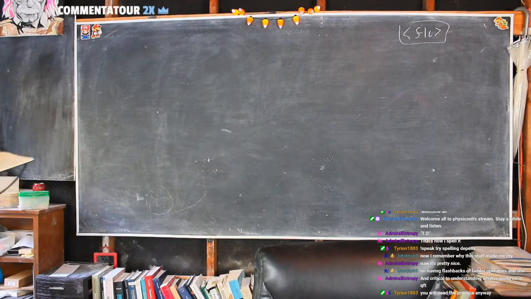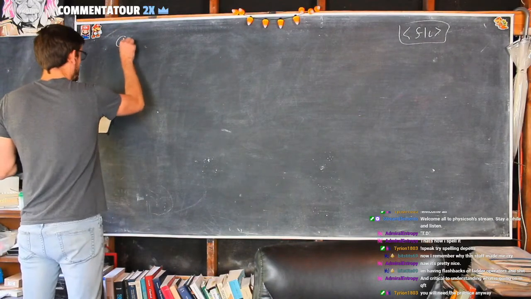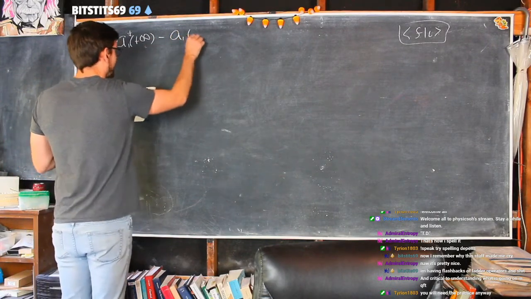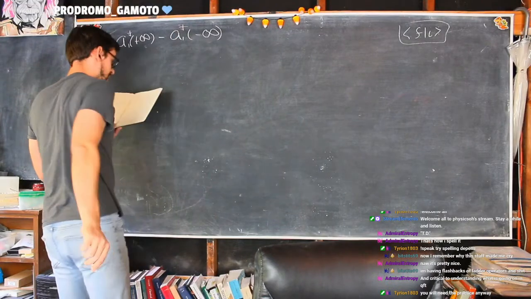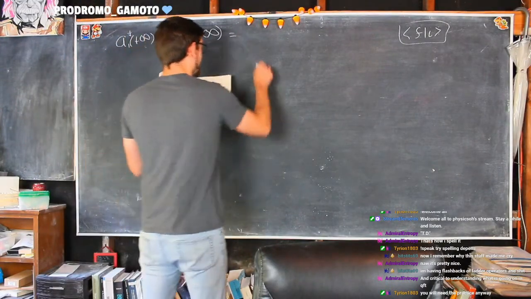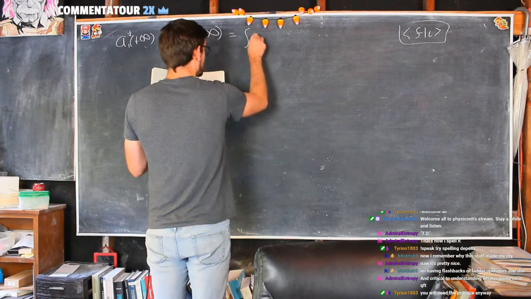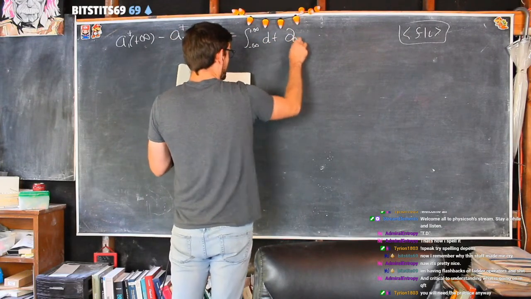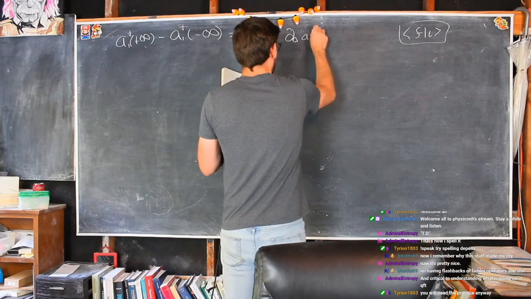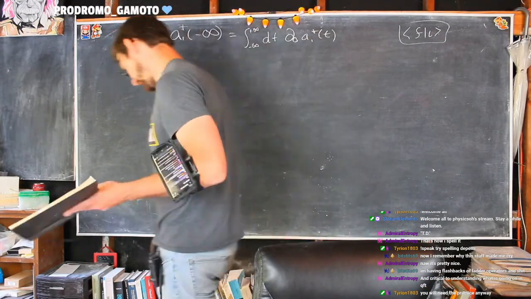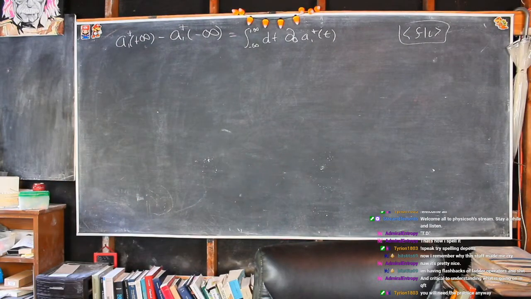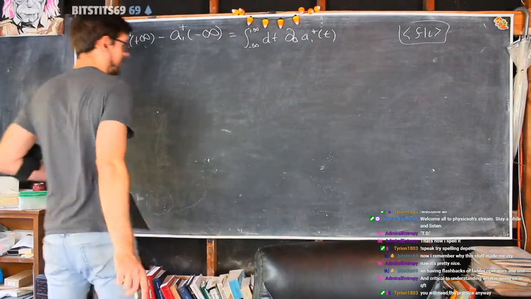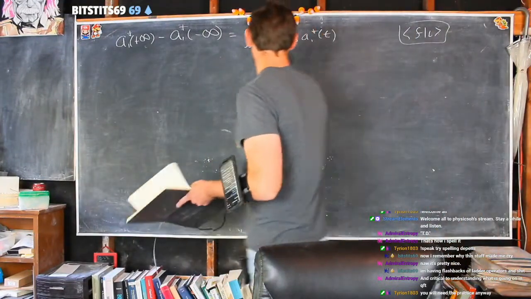So what happens if we subtract a particle being created at positive infinity minus the particle being created at negative infinity? Well, that's going to be equal to some integral with respect to time of some time derivative of A1 dagger of t. So we're saying let's integrate over all of time of this particle getting created, and what is that equal to? Well, it equals the subtraction between the two of them. Now, you might think to yourself, this is really weird, but it's not really that weird.